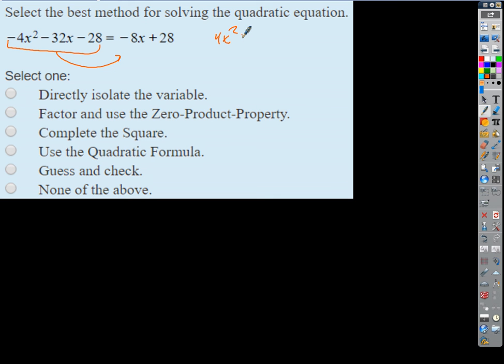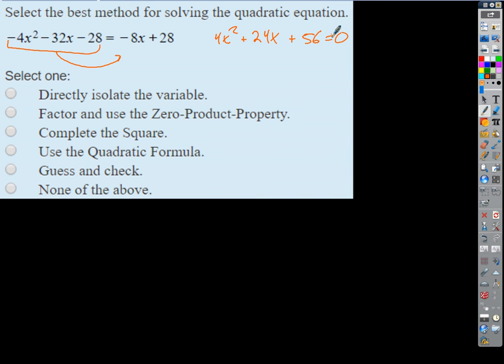I'm going to add 32x to -8x. What's that? 32 plus -8. There you go. And then 28 plus 28. Be careful, I'm adding 28 to this side. 56. And then that whole thing is equal to 0, but let's put the 0 on the right. Just flip things around and make it look better.